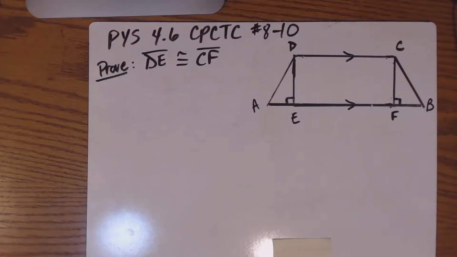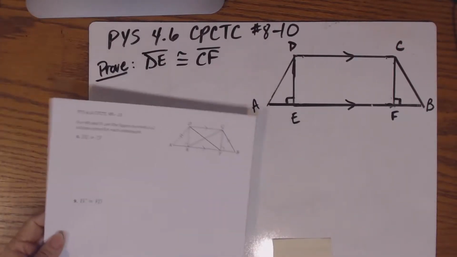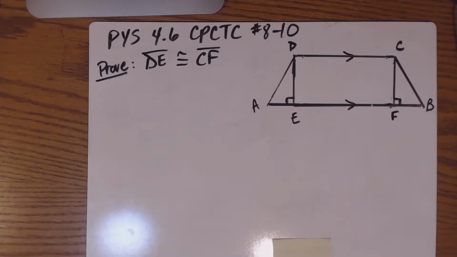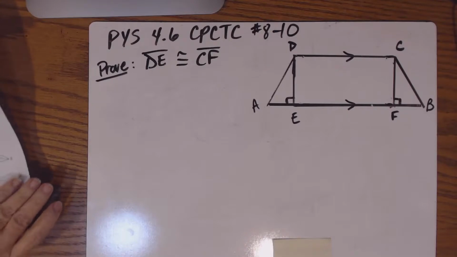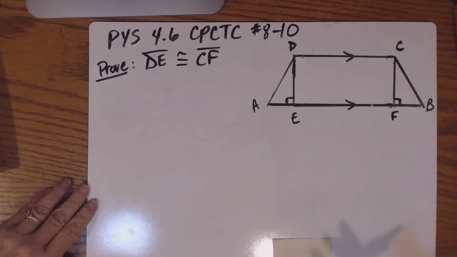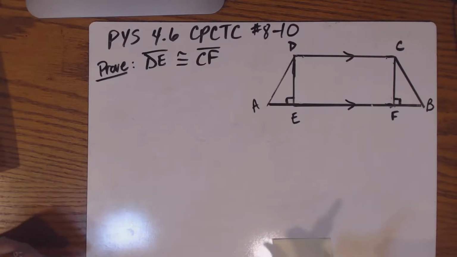Okay, this is to get you going on PYS 4.6, number 8 through 10. And these proofs are actually far more challenging than you would think. It's because the way the diagram is marked, we can't assume things that aren't marked there, okay? And one of the hardest things, I think, for doing proofs is you could look at something and say, hey, I know that's a right angle, but you know what?